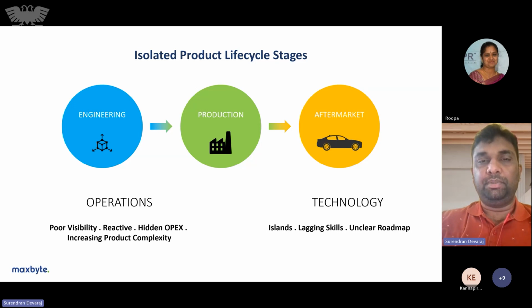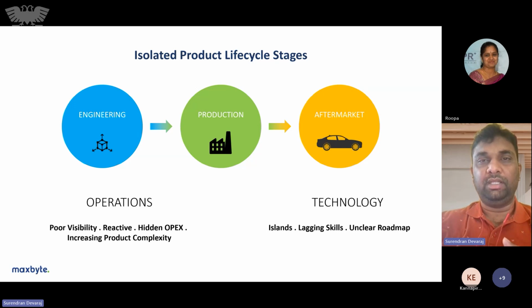And in the modern era of increasing product complexity, how can our manufacturing be more and more flexible rather than rigid lines? So that is in terms of operations. But at the same time, there are multiple technologies coming up in the market. So how are these technologies bundled together?